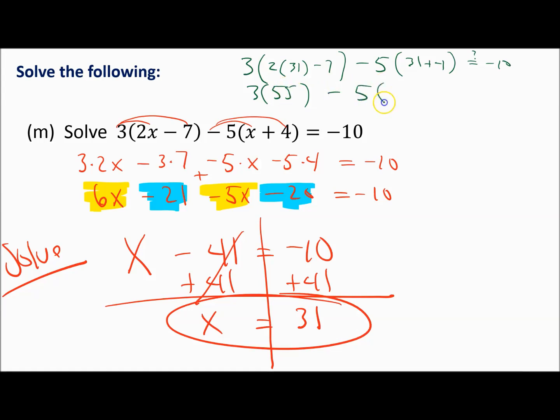Minus 5, and then in parentheses I have 31 plus 4, which is 35. Then I multiply 3 times 55, and I get 165 here, minus 5 times 35. So I'm subtracting 175, and 165 minus 175 is negative 10. If you're having trouble with the checks, you need to go back to order of operations problems. That's what's happening. We did a lot of that early on in the semester.